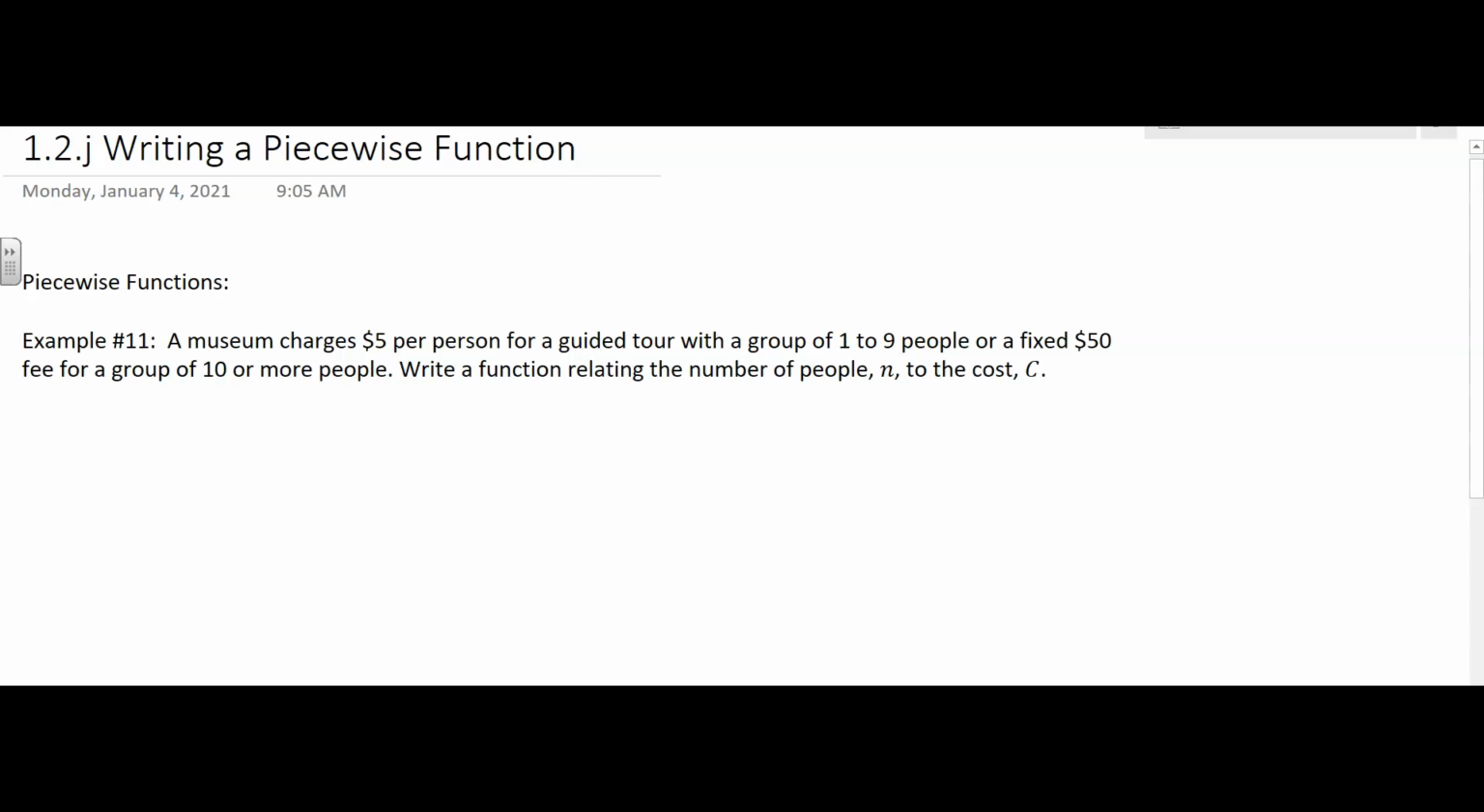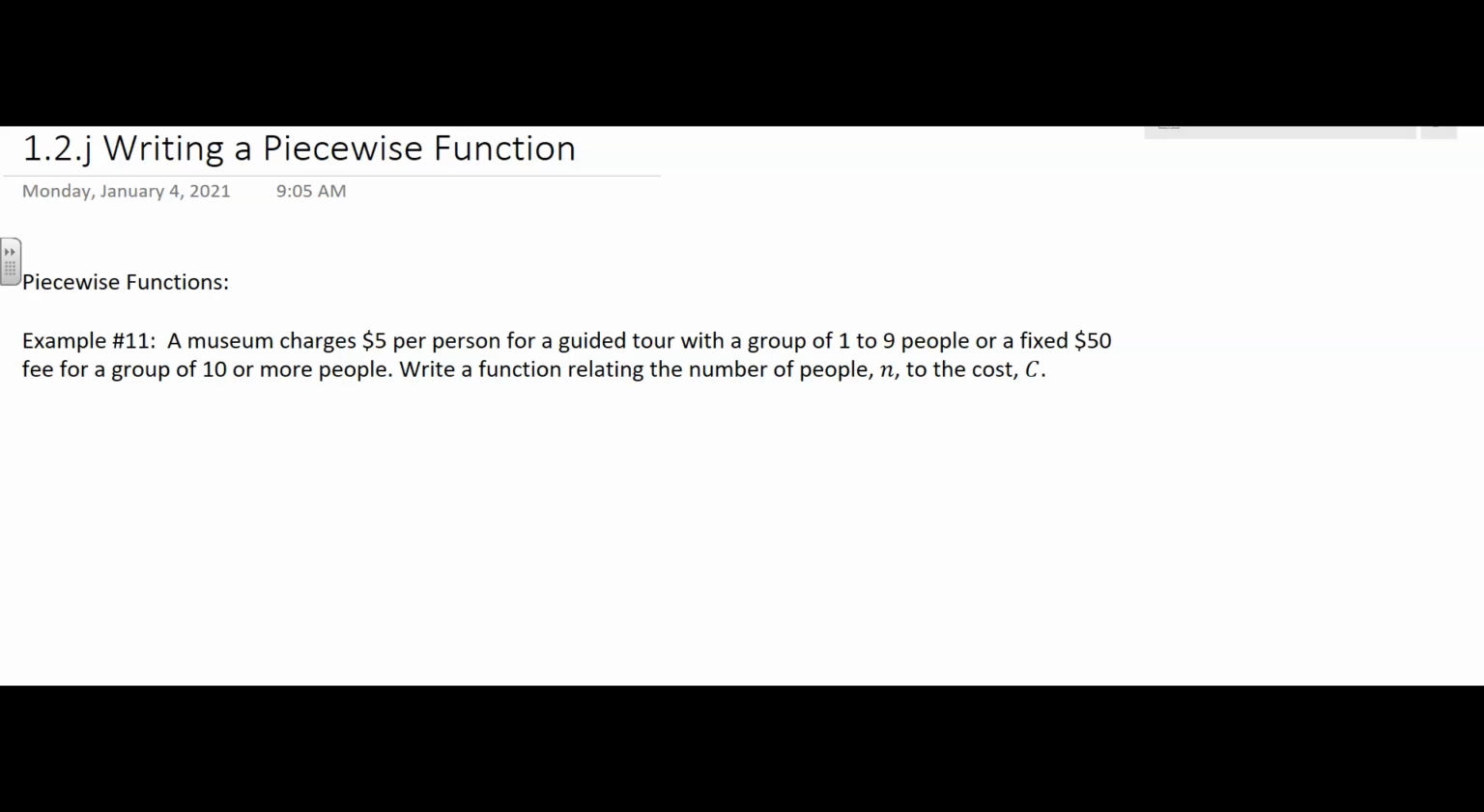So now we're going to talk about piecewise functions. Piecewise functions are when we have different ranges for different domains. It's not always the same process, okay? So they're a lot of fun. But here's an example, and what they want us to do is write a piecewise function.